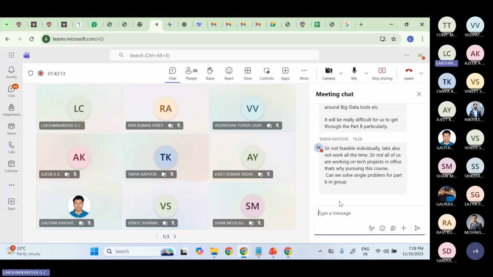So anything else, guys? You people are left with only one session, that is the 16th session. After that, you'll be having examinations. So start preparing for the examinations, guys.